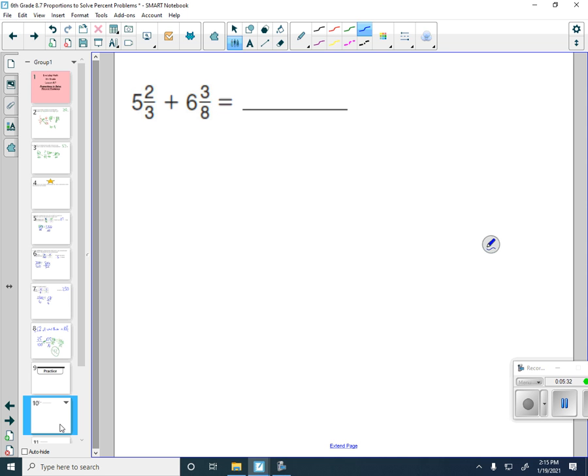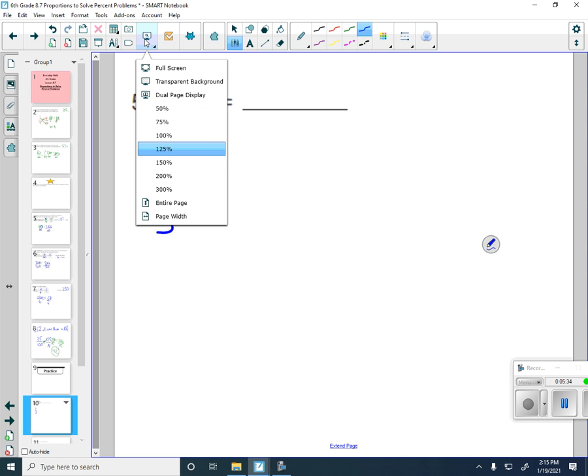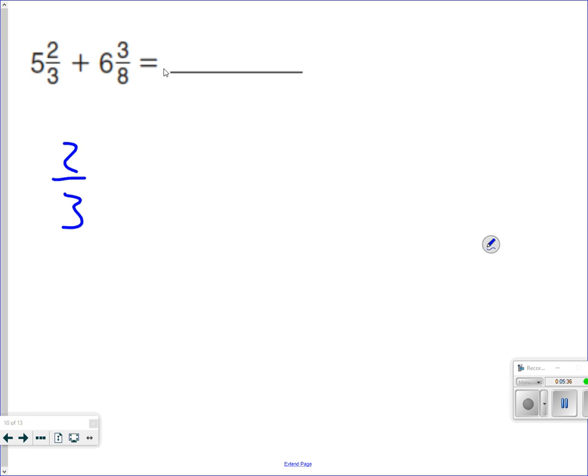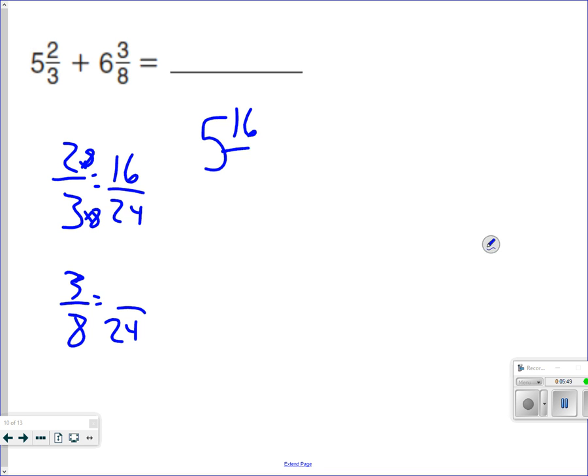To find some common denominators, I'm going to go 2/3 and I have 3/8. Common denominators, putting these into 24. 3 times 8 is 24. 2 times 8 is 16. So this is 5 and 16 over 24. Plus, times 3 equals 9. 6 and 9 over 24.